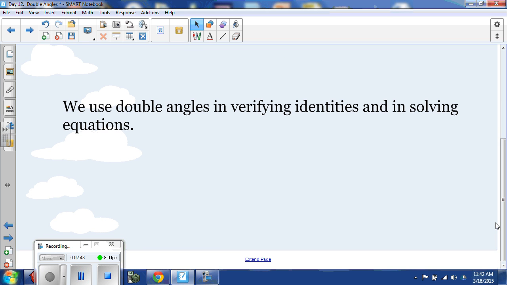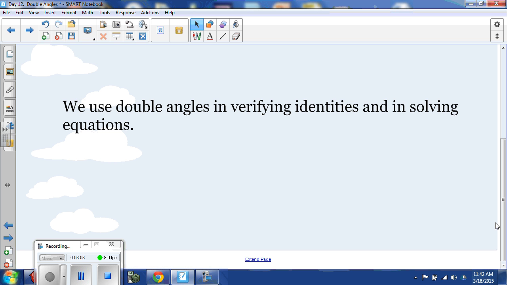We're going to use double angles. Earlier in chapter 14, we went through and did proofs with single angles, proved left side equals right side. And then we went through and did trig equations with single angles, just finding the answer. Well, guess what? We're going to do the same things all over again, this time with double angles.